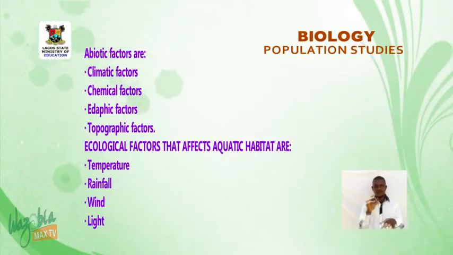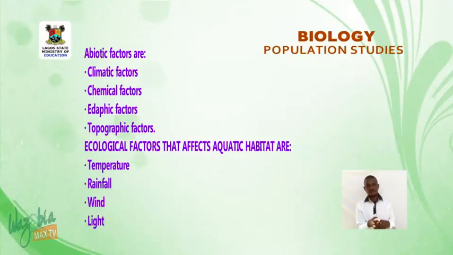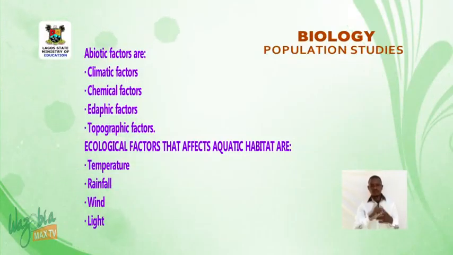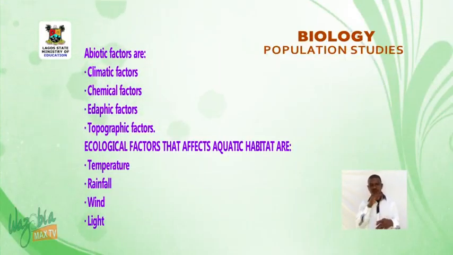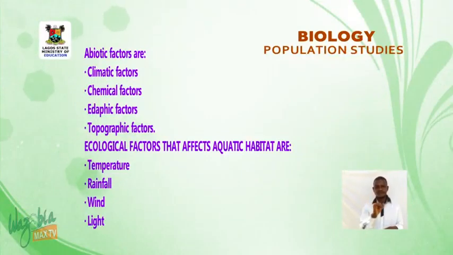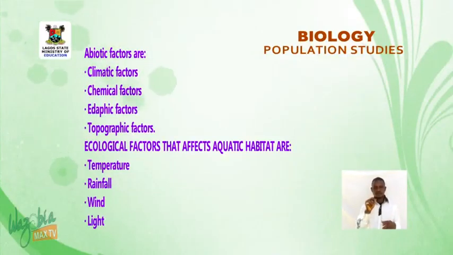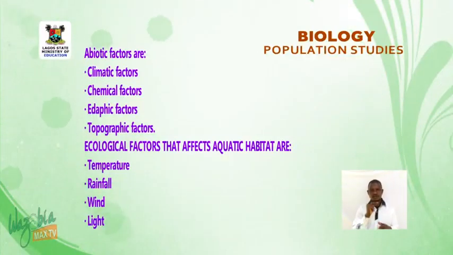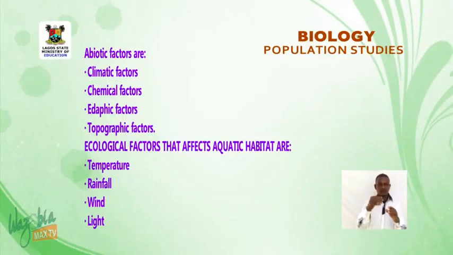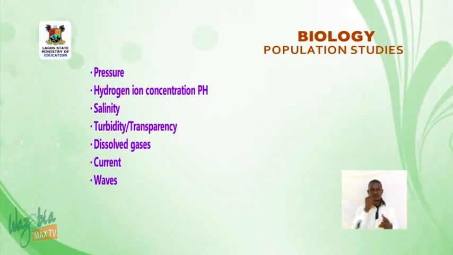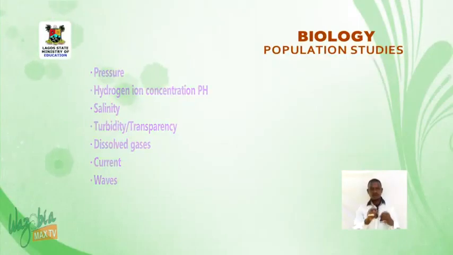Ecological factors that affect aquatic habitats are temperature, rainfall, wind, light, pressure, hydrogen ion concentration, salinity, turbidity or transparency, dissolved gases, density, current, waves. Ecological factors that affect terrestrial habitats are temperature, rainfall, wind, light, pressure, hydrogen ion concentration.